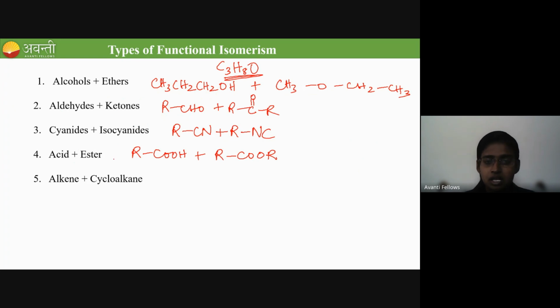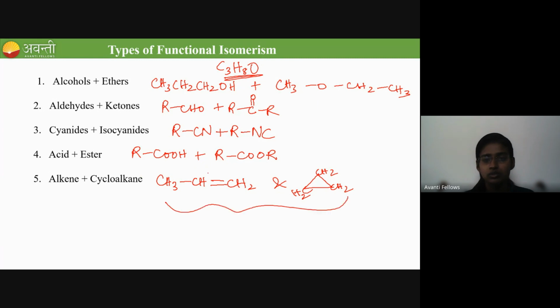For alkene, I'll take propene as an example, which has the formula CH3CH=CH2, and the cyclic system can be cyclopropane, which has CH2, CH2, and CH2 structure. Clear? In these two compounds, we have 3 carbon and 6 hydrogen.